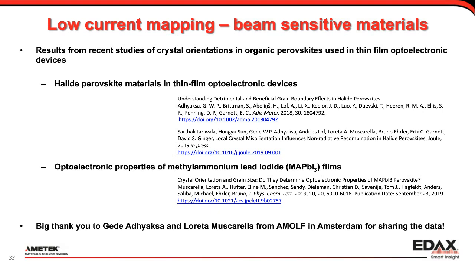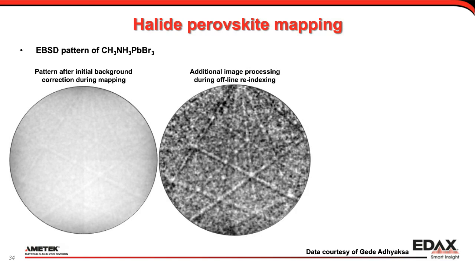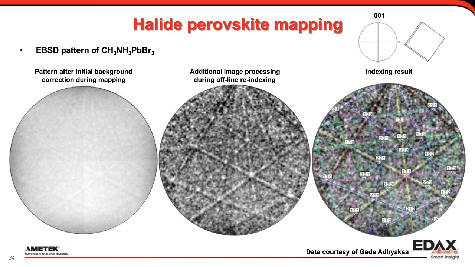Let's start with this lead bromide material. There's the original pattern, and actually that looks pretty nice. And we do some extra image processing. This is at 15 kV, about 100 picoamp. And there's the indexing result. So with a little bit of extra processing, we can actually get really nice results.